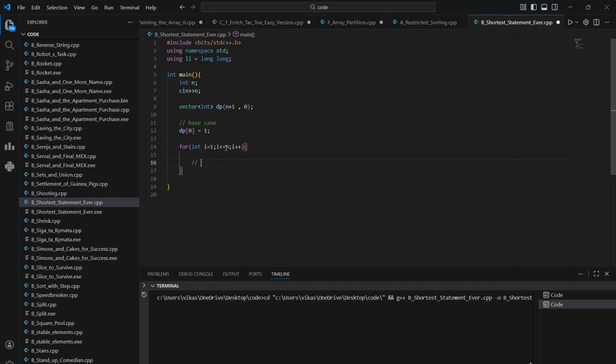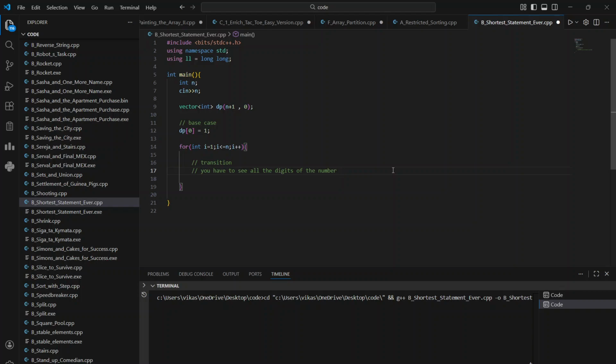Now comes the main part. How do you transition? So you have to see all the digits of the number, right? And then you have to subtract it. So first you have to find all of the digits. Okay, how are you going to find that?